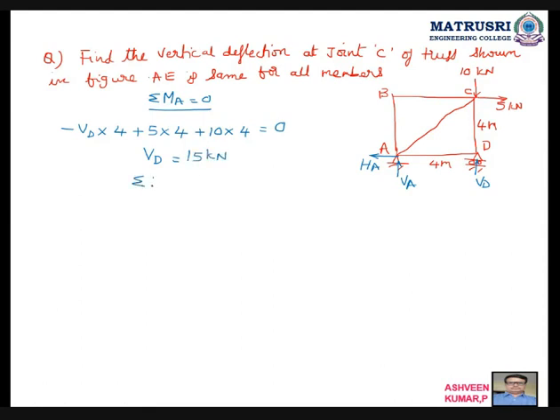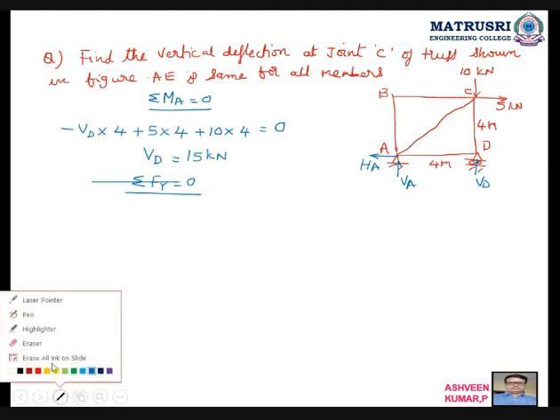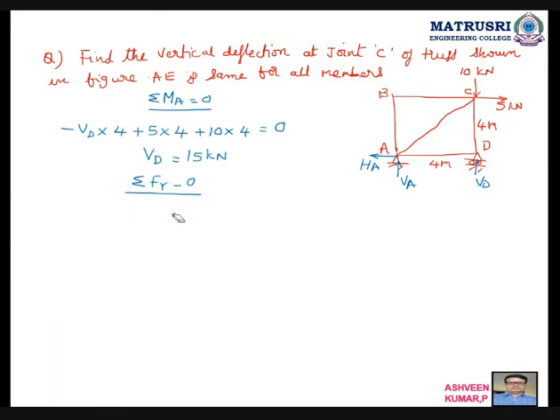Then I will go for sigma Fy is equal to 0. VA minus 10 plus VD is equal to 0. Then VA is equal to, substituting here, 15 minus 10, so 5. If I go this side, other side, it will be minus 5 kilonewton.